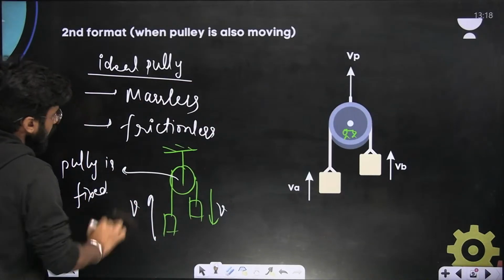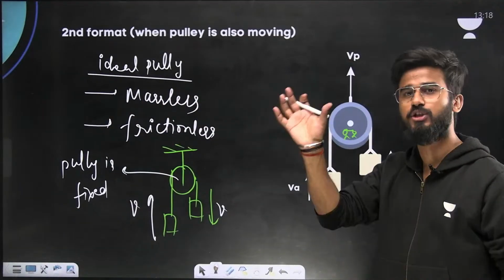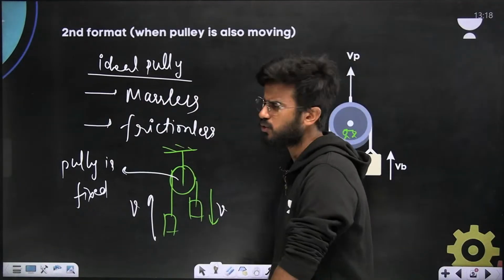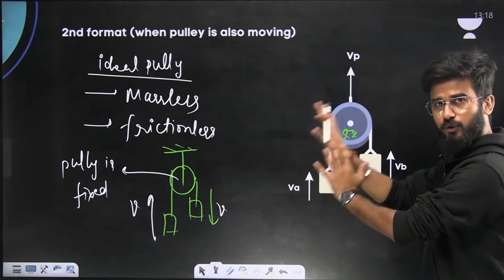Okay. If the pulley is fixed, then these blocks are constrained to move opposite to each other, because this is going downward, so it will automatically go upward with the same velocity. Now, come to this particular section.